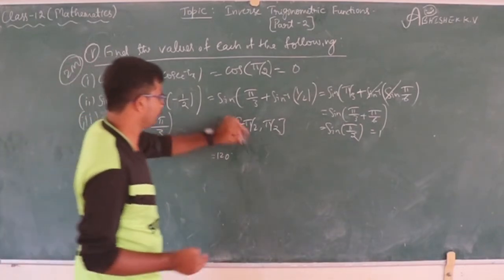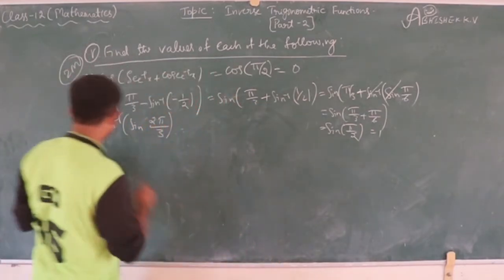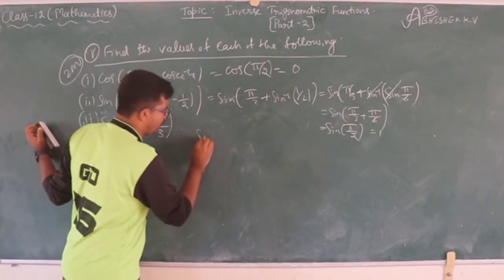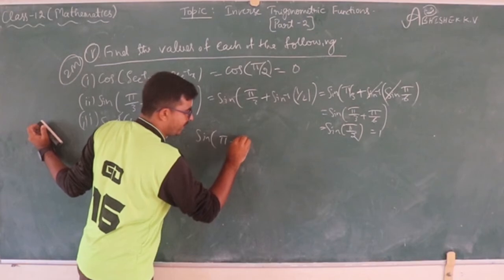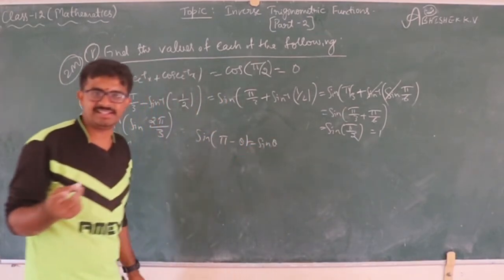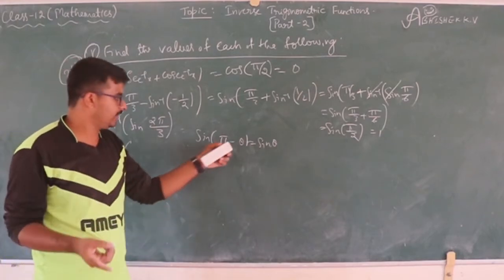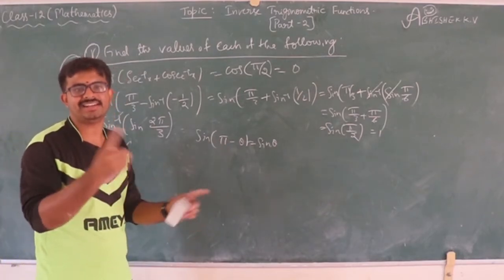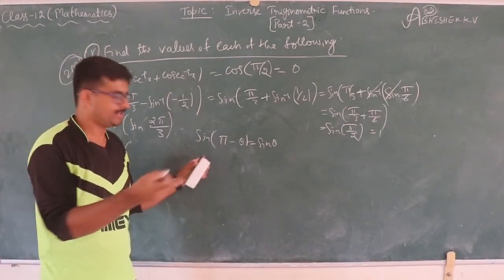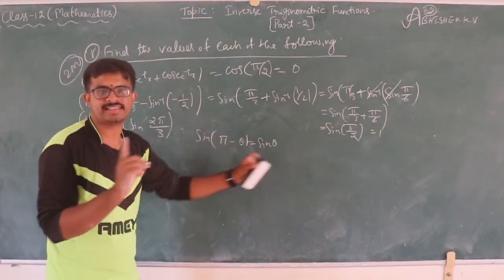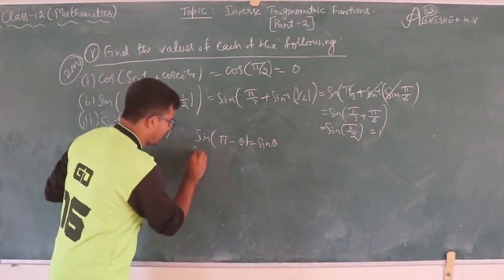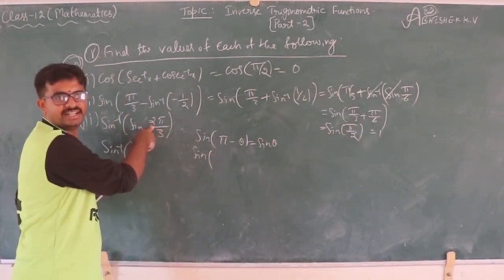How? We all know sin of 180 minus theta is equal to what? Sin theta. According to the ASTC rule, in the second quadrant, that is 180 degree, sin and cosecant are positive. Positive stays positive, and the sin ratio remains sin only. Then sin of 180 minus theta is sin theta. See, this is 120 degree.